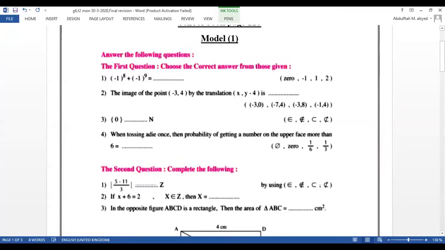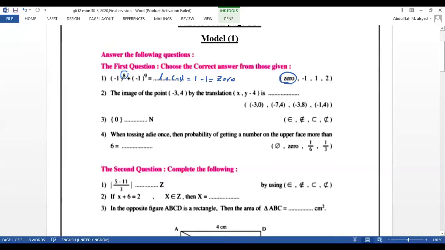Negative 1 power 8 plus negative 1 power 9. As we have mentioned before, 8 is an even number, so it cancels the negative. 9 is odd, so the negative exists. So negative 1 to the 8 equals 1, and positive times negative is negative: negative 1. 1 minus 1 is 0. So this is the answer of the first question.